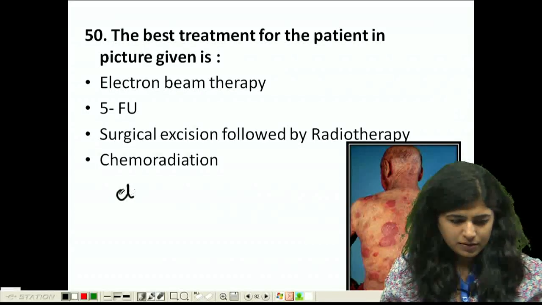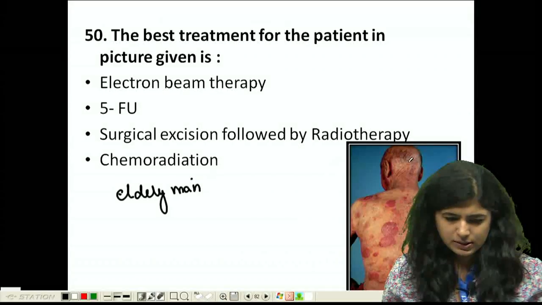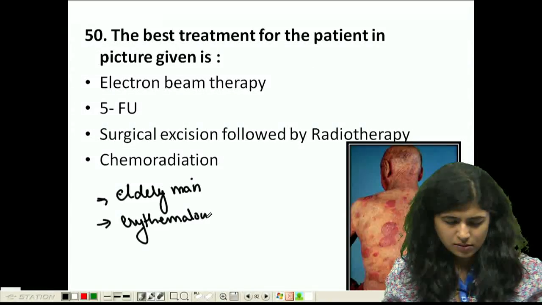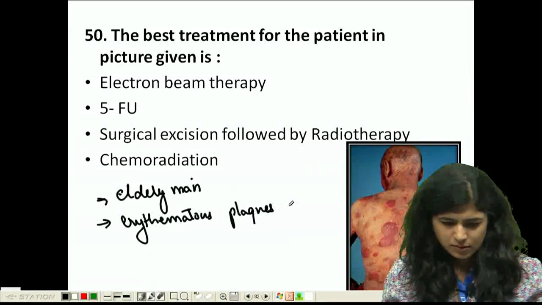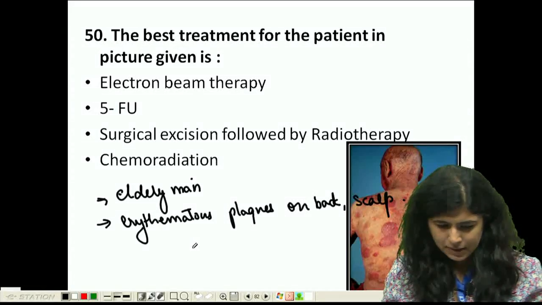This is an elderly man. You see wrinkles here. He has these erythematous plaques on the back, on the scalp, everywhere on the body. Then this one shows some ulceration also.